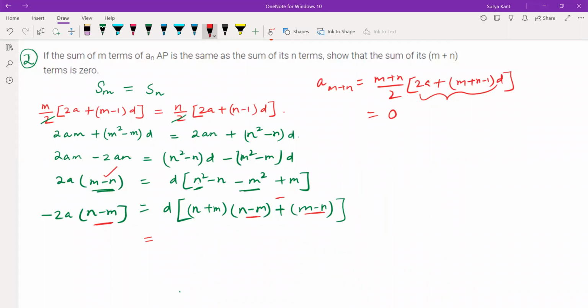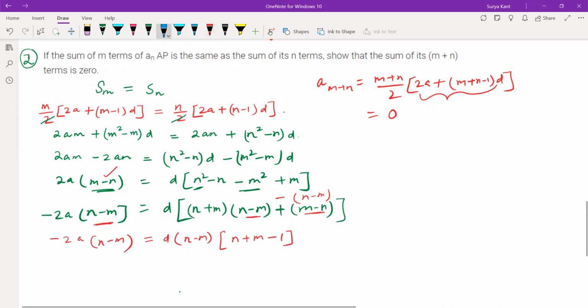If we change here minus and here n minus m, we can write like this. So d, 1 minute, n minus m if we write. So we'll get n plus m, and this is minus 1. And minus 2, n minus m. So both sides n minus m will get cancelled. So we'll write here.